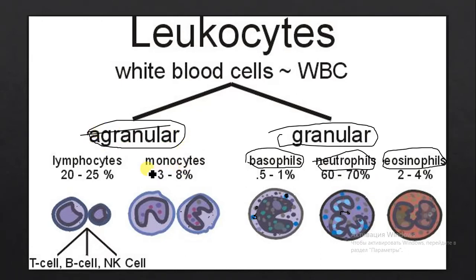Some of them are huge with a bean-shaped nucleus. They named them as monocytes. Some of them are smaller in size and possess a very huge round-shaped nucleus. They are named as lymphocytes. And only after this, it was established that lymphocytes are also subdivided into three cell populations. They are T cells, B cells, and NK cells. Function of them will be discussed today a little later.